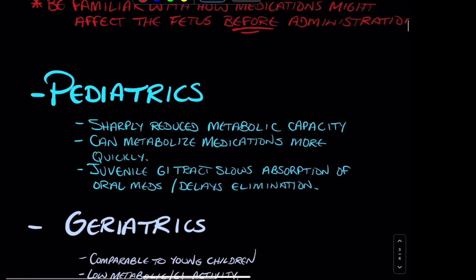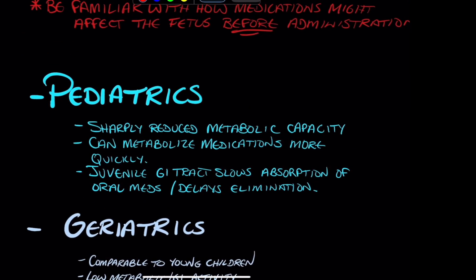Second group, pediatrics. They have what's called a reduced metabolic capacity. They're smaller bodies, so they don't have as many cells that are metabolizing. They also don't have as many proteins in their blood, so medications typically float around freely. They're not bound to other things in their bloodstream, which means they're more readily available to be absorbed and used. Their metabolism functions quickly, so the cells that are metabolizing will use up that medication pretty quickly.